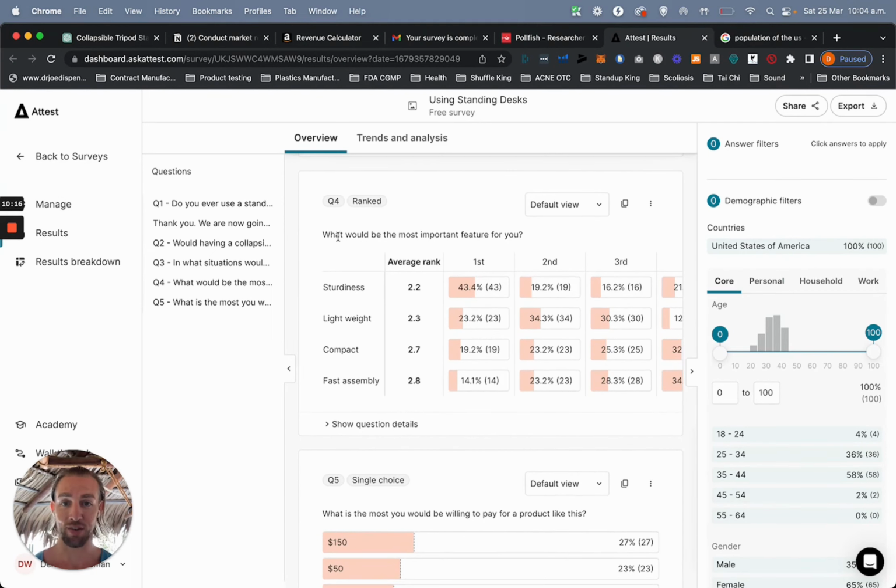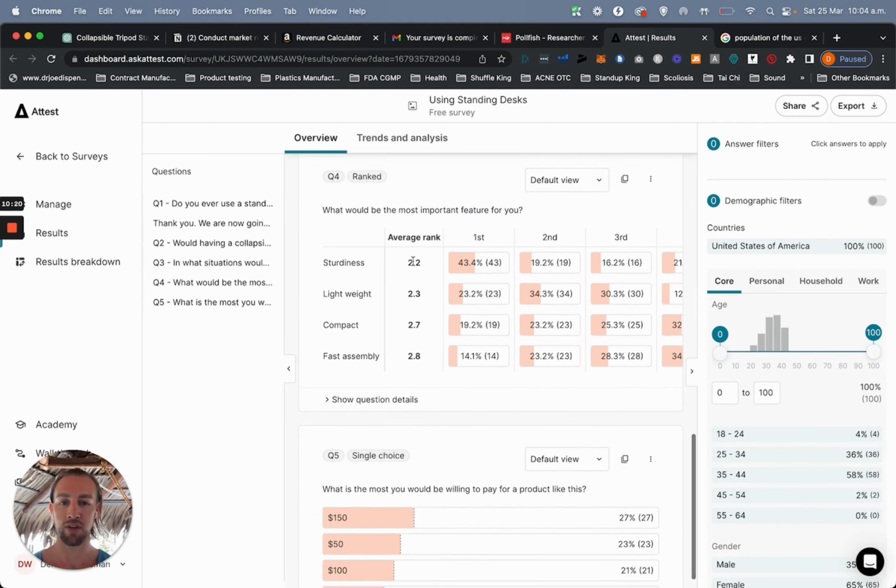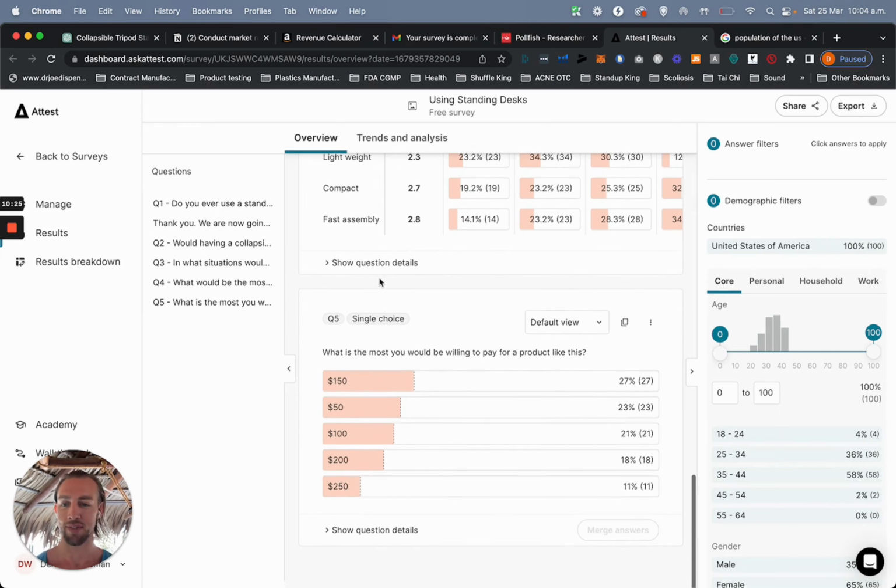This question I actually screwed up because I put it in the wrong question type. What feature would be the most important feature for you? I mistakenly put it as a ranked question, so I'm going to skip that one. Unfortunately, I don't have good data there. And then here's a really good one.